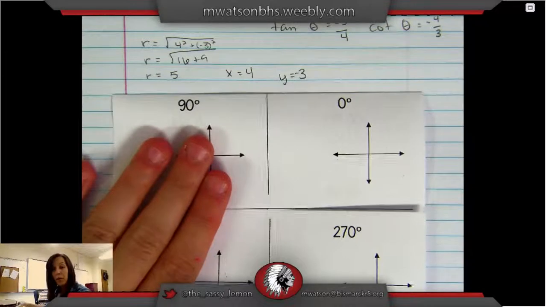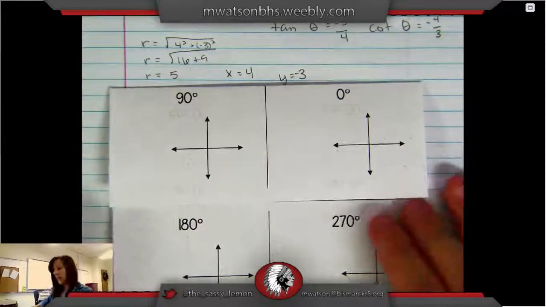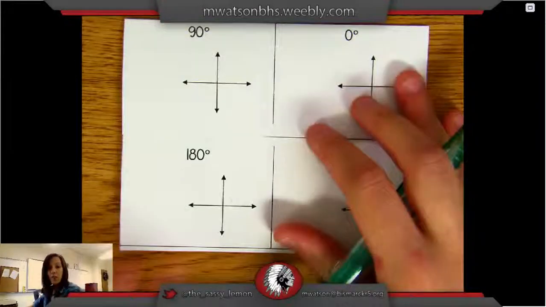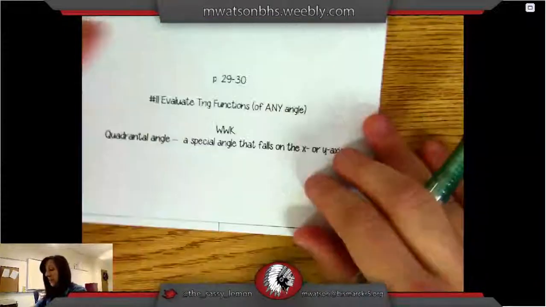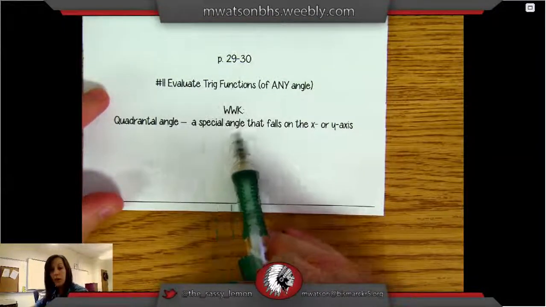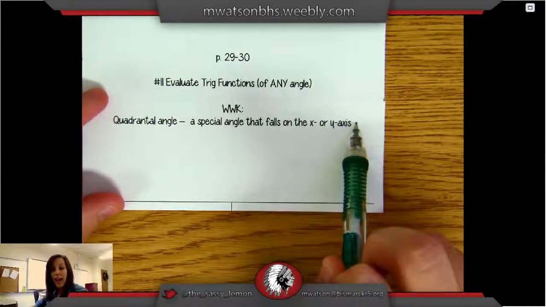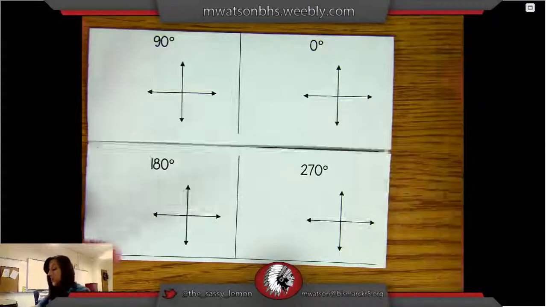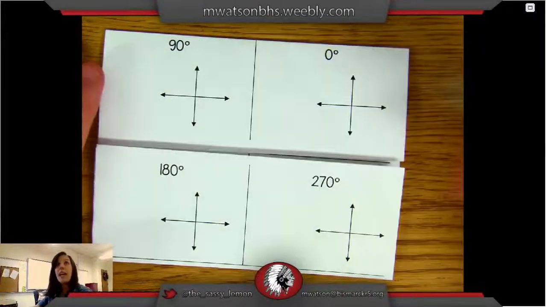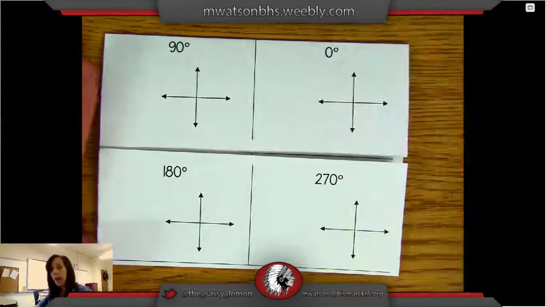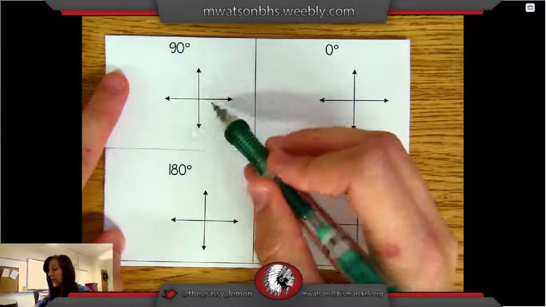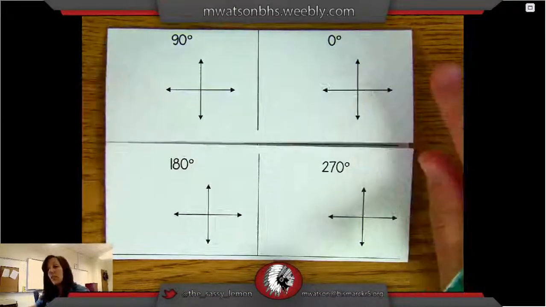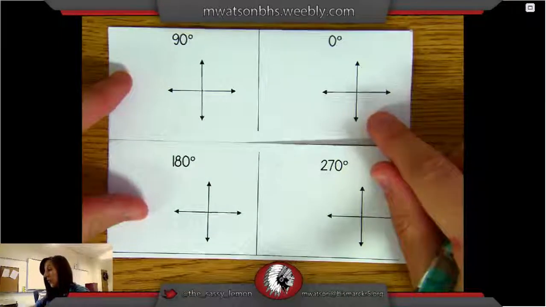So what we're going to be doing now is looking more closely at the quadrantal angles. If you recall from the first video and from the back of your foldable, a quadrantal angle is a special angle that falls on the x or y axis. We just figured out how to find the trig ratios of any angle anywhere in a whole 360 degrees except for these guys. These ones are special, so we're going to do them together in this foldable.